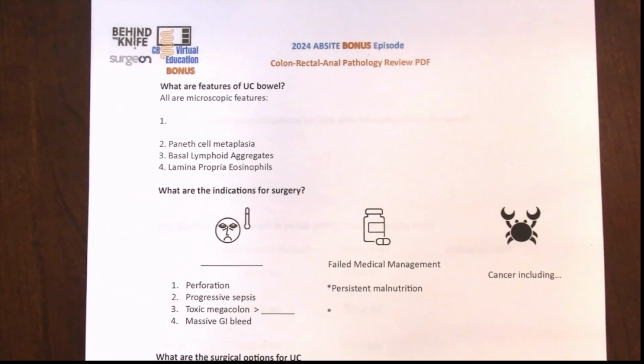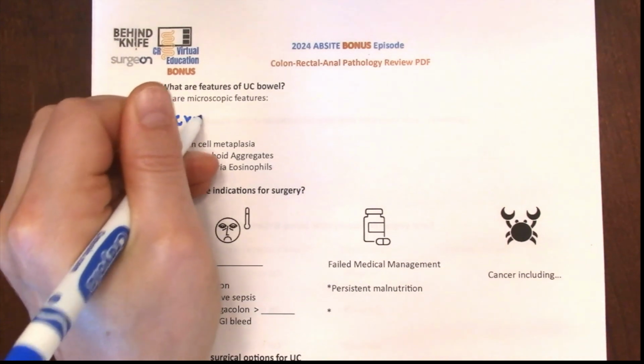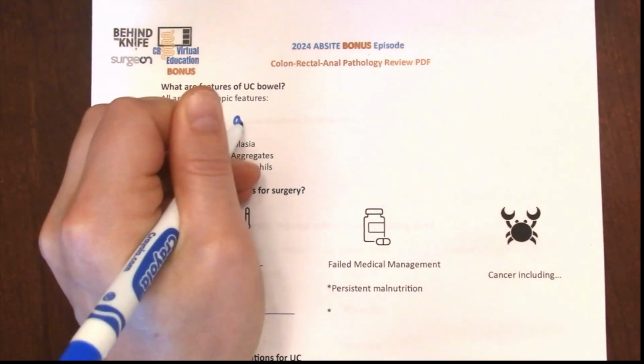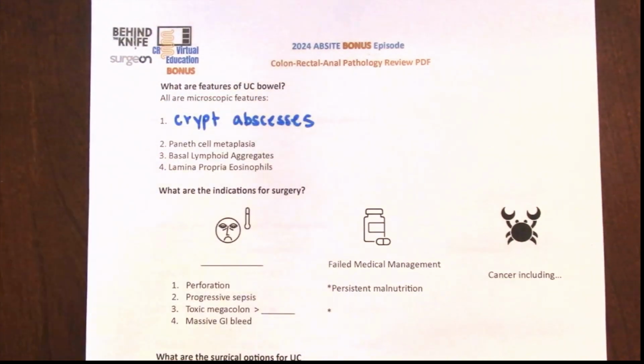All right, great. And what are the features of a diseased bowel in ulcerative colitis? So on microscopy, the things that you would see are crypt abscesses, Paneth cell metaplasia, basal lymphoid aggregates, as well as lamina propria eosinophils.